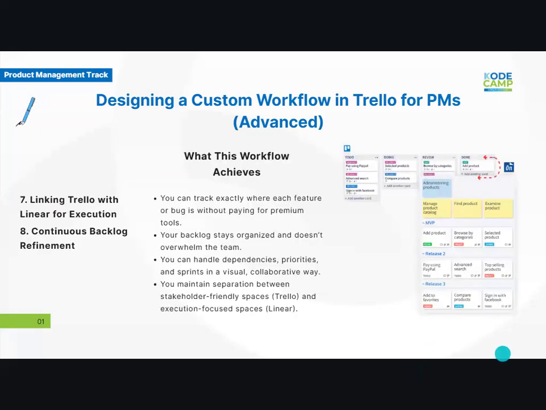So moving on, you have number 7 as linking Trello with Linear for execution. Now, this is where the advanced PM thinking comes in. We can use Trello for discovery, for design, for stakeholder communication, and we can use Linear for engineering cycles. Now, link Trello cards to Linear, linking them to the Linear issues in description.